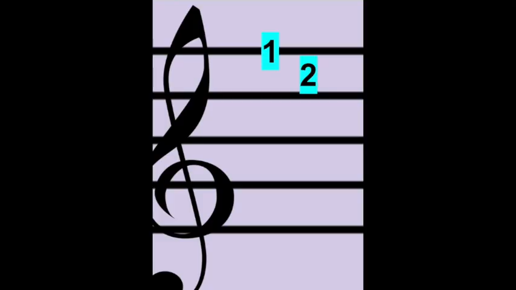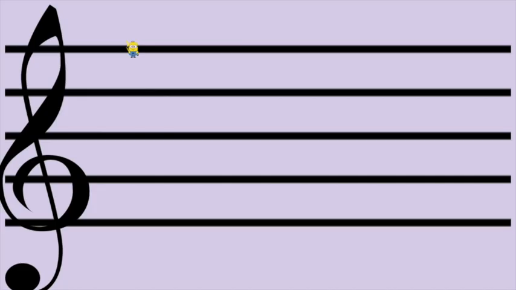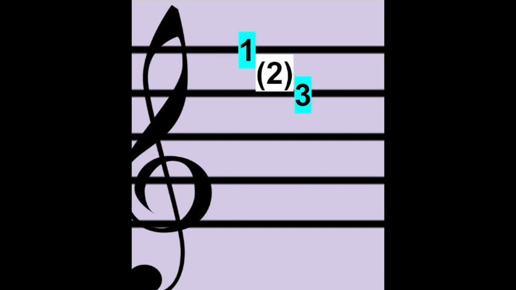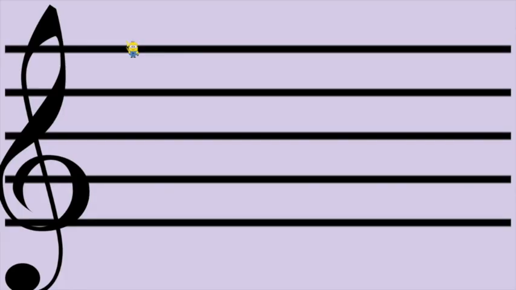We're going to flip that direction. Now descending, 1 to 2 is a second. 1 is higher than the 2. Line 5 is F, and space 4 is E. Line 5 to line 4 is a descending third. We skip 2, which happens to be space 4. Line 5 is F, line 4 is D.